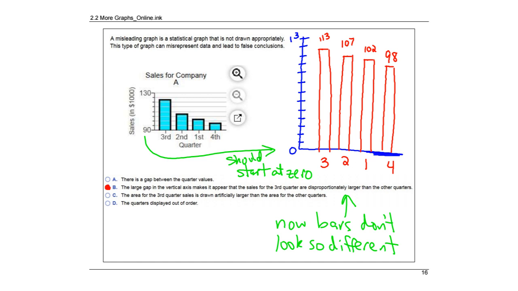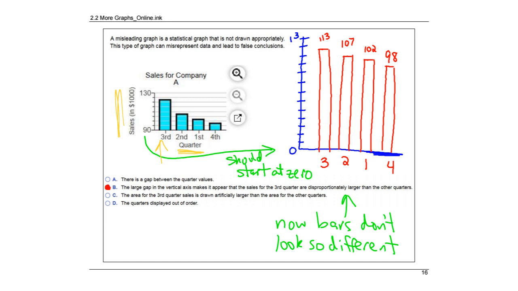All right, last page for 2.2. So we have a graph here. And they gave us, it's a Pareto, right? Because the quarters aren't in order. It's not first, second, third, fourth. It's that the tallest bar is first, and then it works its way down. We've got quarters on the x-axis, and we have sales in thousands on the y-axis. And it wants to know why this graph is misrepresenting the data.